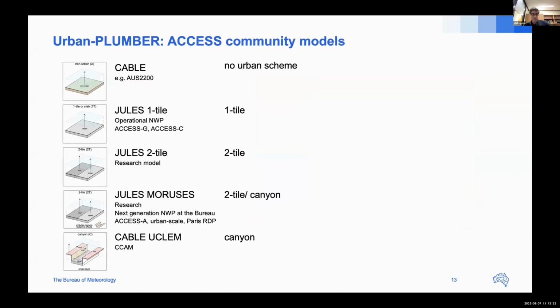For the ACCESS community, there are 5 parameterizations in the project, I should say. We wanted to include some land surface models that didn't have an urban parameterization, so we could start to understand when it is important to include one. So we have CABLE in there. We have JULES 1-tile, 2-tile, and MORUSES schemes. And we also have UCLEM, which is part of the CCAM model, so CABLE-UCLEM.